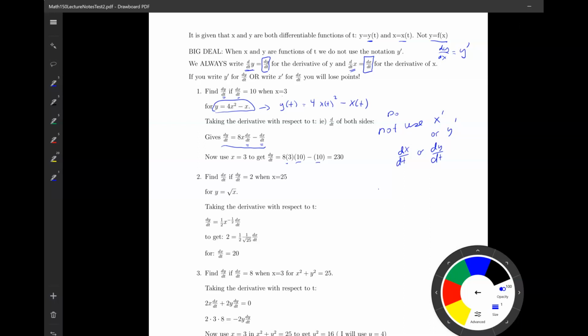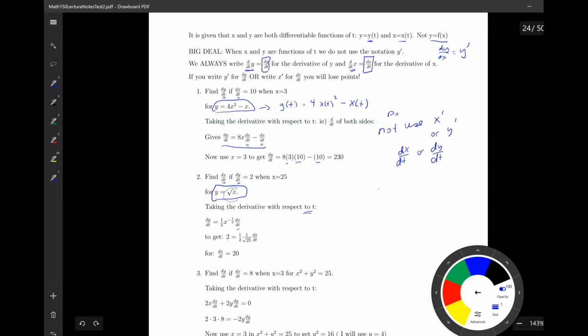All right, let's do another one. So here is the function. Here I can see x and y are both functions of time. So taking the derivative with respect to t, I get dy over dt. Do the chain rule on this, so I get 1/2 x to the negative 1/2 times dx over dt. Then I plug in: dy over dt is 2, x is 25. You know that that's 1 over the square root of 25. And then solving for dx over dt, I get 20.